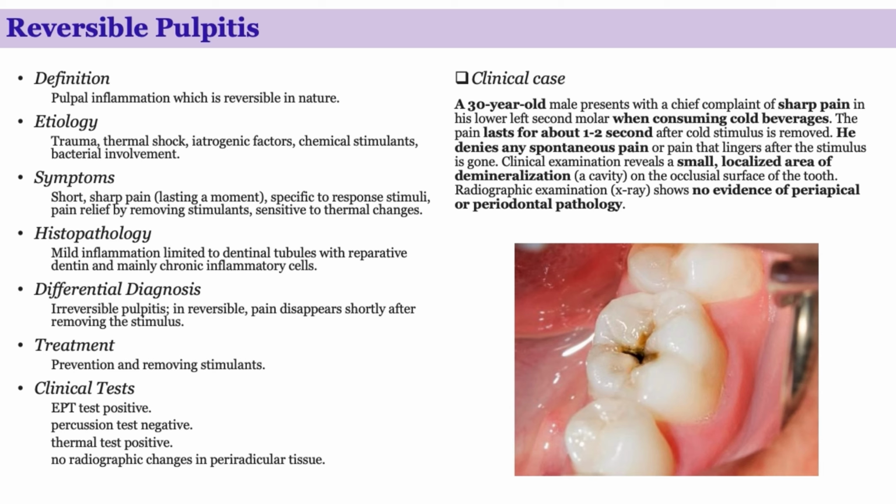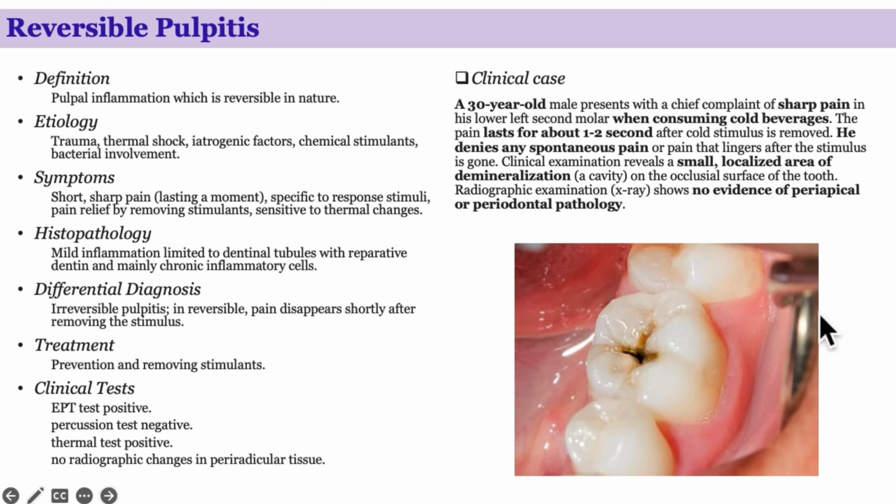The differential diagnosis of reversible pulpitis is irreversible pulpitis, and we can differentiate them by the duration of the pain after the stimulant is removed. Treatment is removing the stimulant, so if our stimulant is caries, restoration is the main treatment. EPT tests and thermal tests are positive, but the percussion test is negative, and there is no radiographic change in the periradicular tissue.